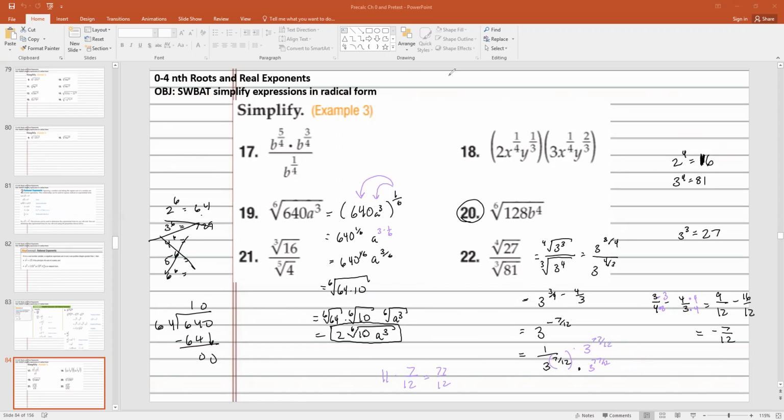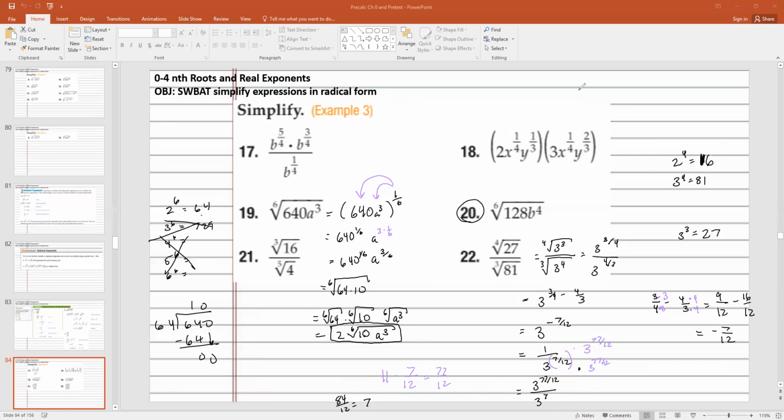And on the denominator, we have 3 to the 7/12 times 3 to the 77/12. Basically this becomes 3 to the 7th, because 7/12 plus 77/12 is 84 over 12, and that simplifies to 7. So 3 to the 7th.